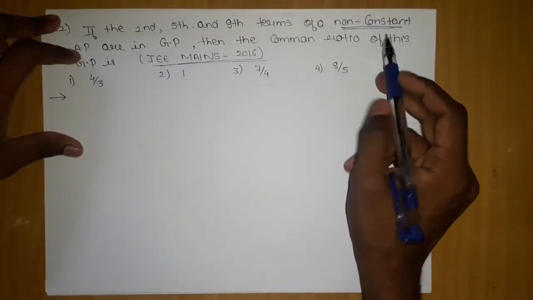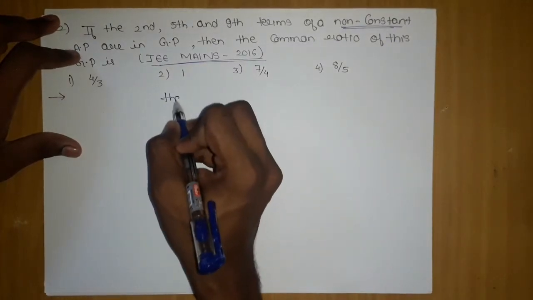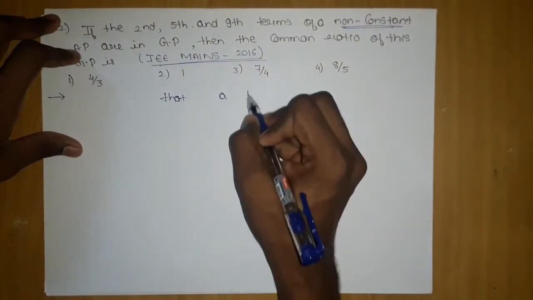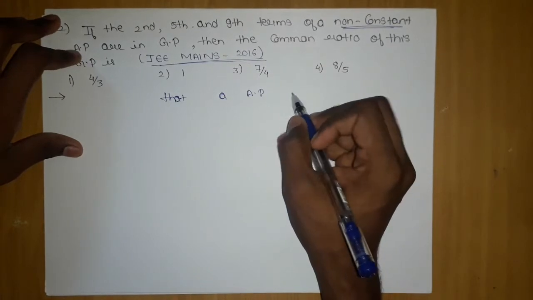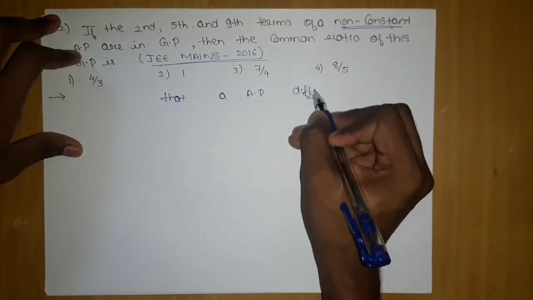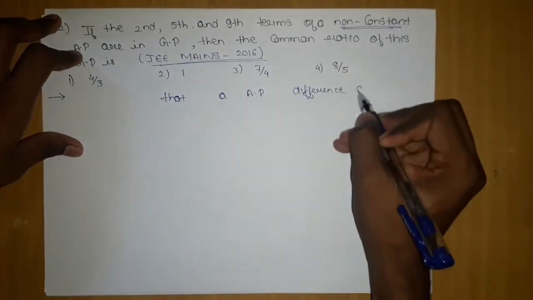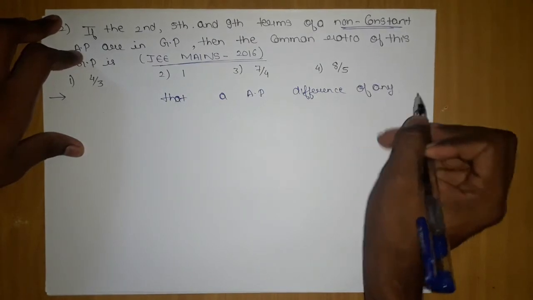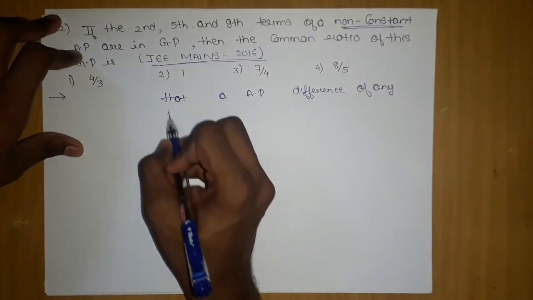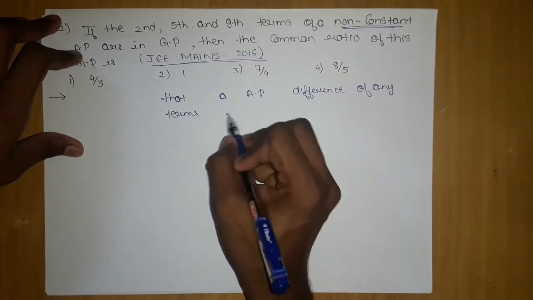Now what does non-constant mean? It means that the common difference of the AP is not zero.